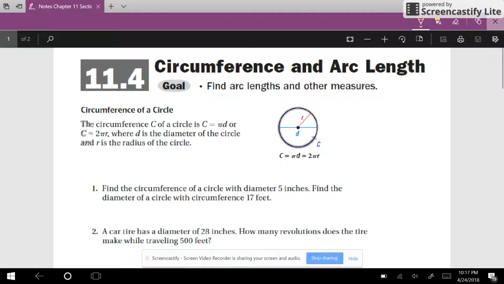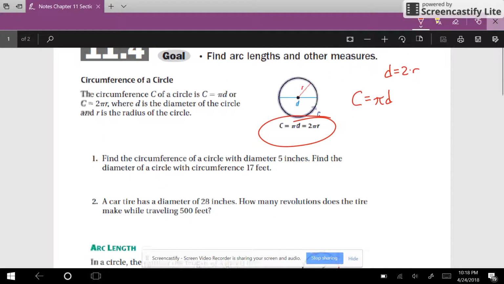All right, in 11.4, we're going to take a look at circumference and arc length. You should already be familiar with circumference of a circle. And you can see in your notes, you have two equations. You can either say that circumference is equal to pi times diameter or 2 times pi times radius. I will oftentimes choose to use pi times diameter, even if I don't know the radius, because I know that my diameter is simply equal to double my radius, 2 times r. So I can double my radius and know my diameter, and then I can use that.